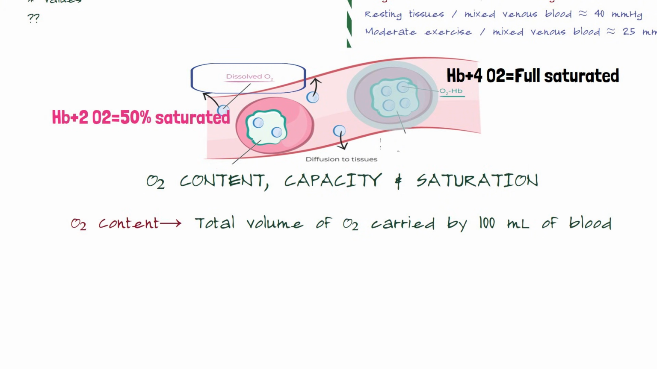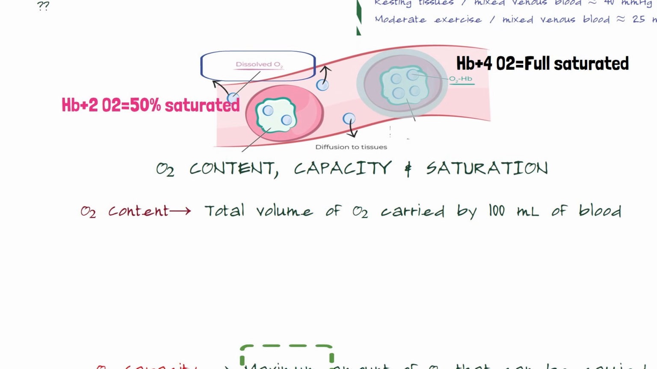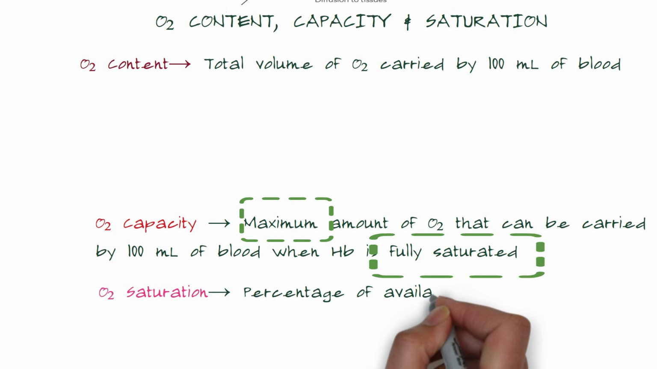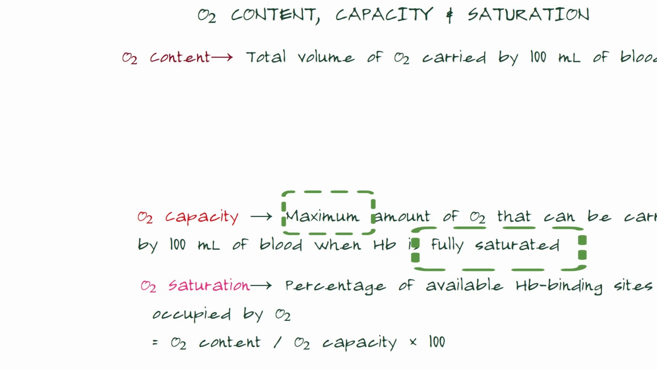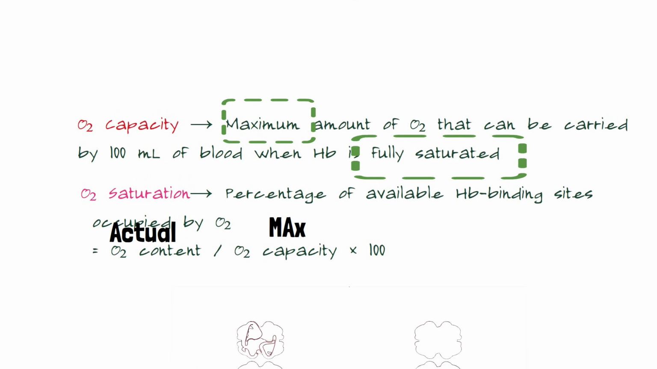Remember that the capacity differs from the previous definition in two main words: the words maximum amount of oxygen, and the second is hemoglobin fully saturated. That's to say, in 100 milliliters, all the hemoglobin are carrying the 4 oxygen molecules. And the saturation is the percentage of available hemoglobin binding sites. So it is the content over the capacity multiplied by 100. That's to say the content, how much oxygen am I actually carrying, over the capacity, which is how much oxygen I could carry at the max.